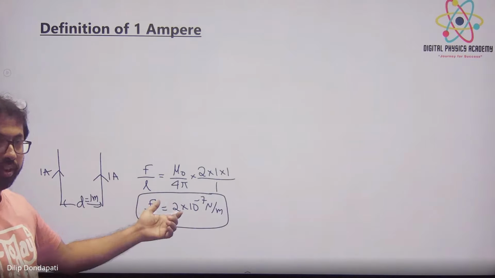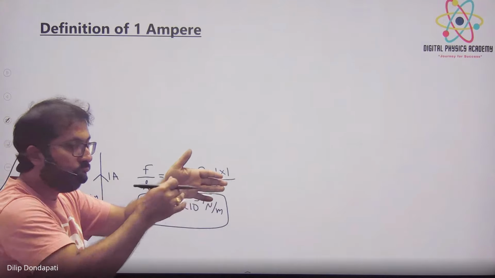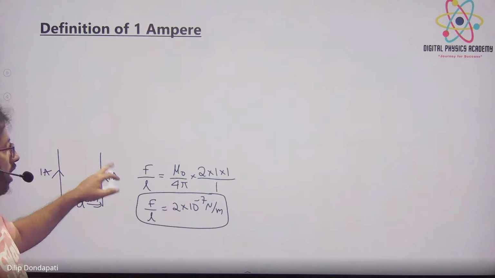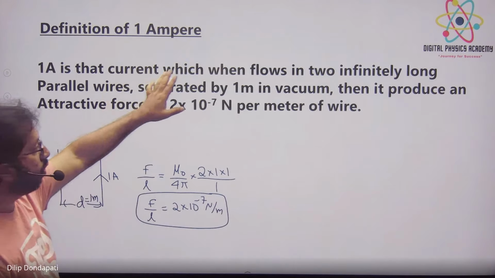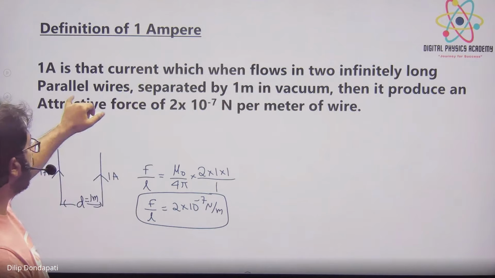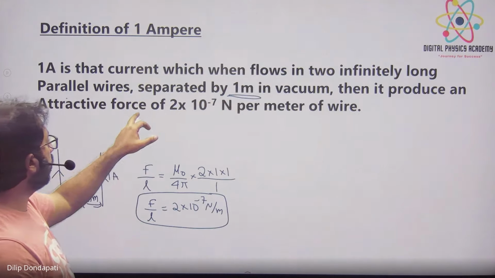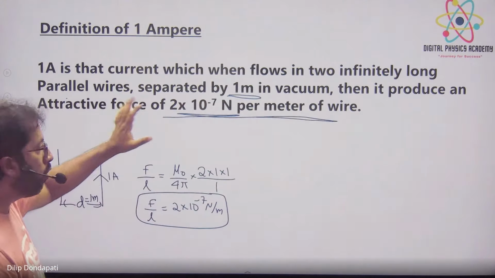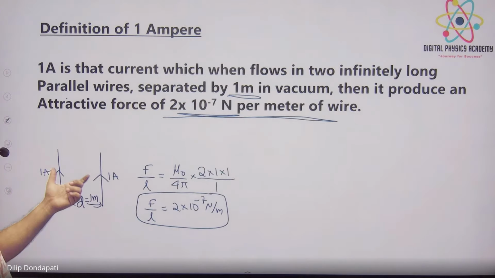That means whenever the force acting between two currents is this much, then we can say the current flowing is 1 ampere. Okay. So how will you write the definition? Current which, when flowing in two infinitely long parallel current carrying wires separated by 1 meter distance, produces a force per unit length of 2 into 10 power of minus 7 newton per meter of length. If this much force acts between two conductors, then we can say this is 1 ampere. It will come in the exam also.